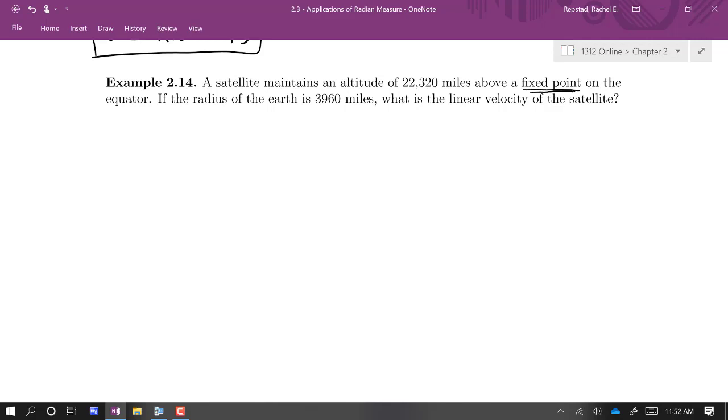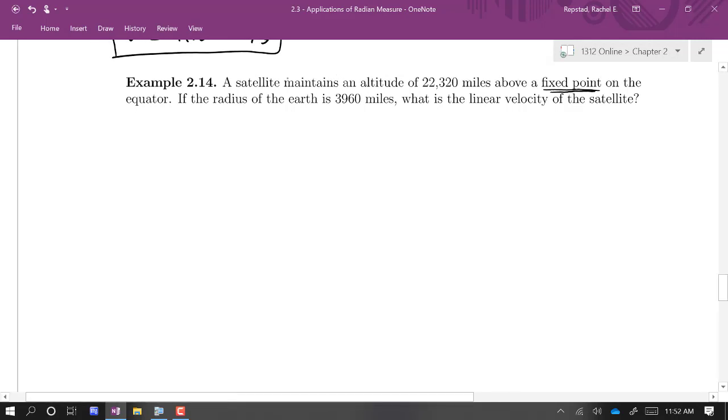So we want linear velocity. So we know that we're going to be using V equals omega r. We need r and we need omega. Now they gave us the radius of the Earth, but that's not going to be the radius that we need. Because in this case, we've got this satellite that maintains an altitude of 22,320 miles.